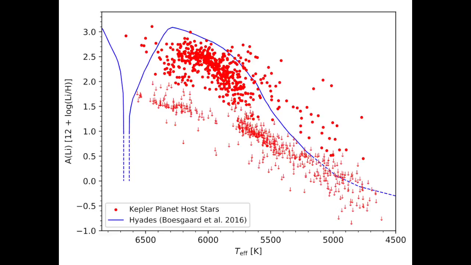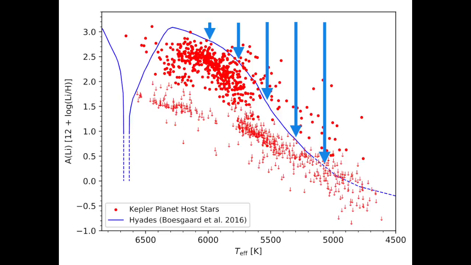Here, the Kepler planet host stars are the red circles, with upper limits represented as downward arrows. In blue is the Hyades curve from Bosgaard et al. 2016. Notice how the empirical Hyades curve, which represents an age of approximately 650 million years old, changes with effective temperature. Like I said earlier, we expect cooler stars to deplete their surface lithium abundances more quickly than the warmer, more massive main sequence stars. We see this in the Hyades curve as we go from 6,000 Kelvin to cooler effective temperatures.